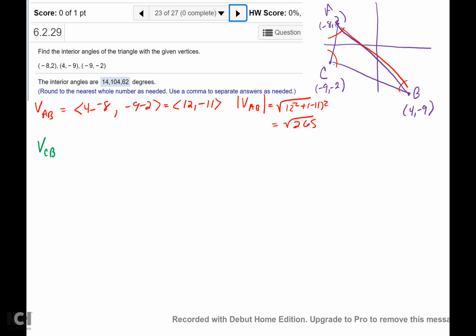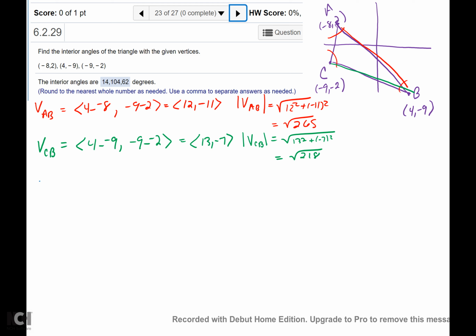CB, which will be this one, is going to be negative 8 minus a negative 9, 2 minus a negative 2, gives me, oh crap, I'm reading the wrong one, sorry, I'm reading CA. CB is 4 minus a negative 9, and negative 9 minus a negative 2, which gives me 13, negative 7, and the magnitude of vector CB is going to be the square root of 13 squared plus negative 7 squared, which gives me the square root of 218.